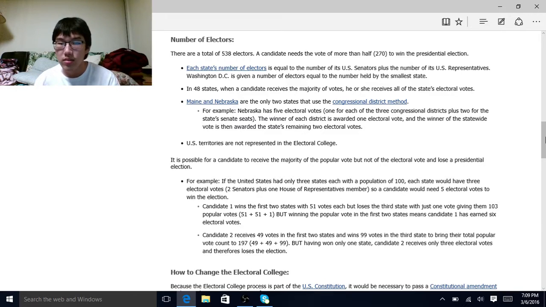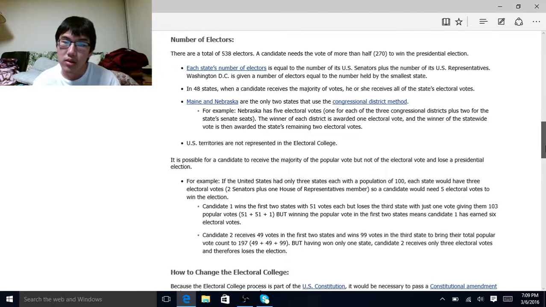In 48 states, when a candidate receives the majority of votes, he or she receives all of the state's electoral votes. Okay, got it. Maine and Nebraska are the only two states that use the congressional district method. Nebraska has 5 electoral votes. The winner of each district is awarded 1 electoral vote, and the winner of the statewide vote is then awarded the state's remaining 2 votes.